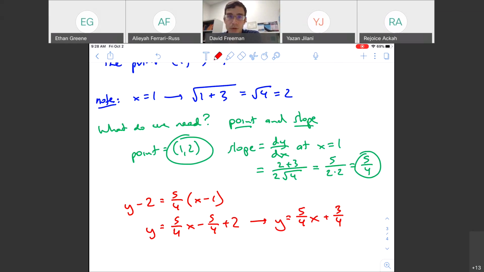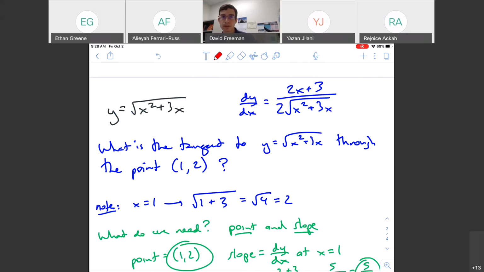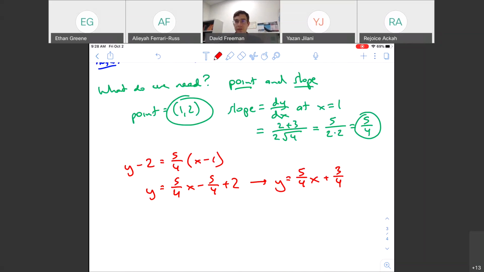Quick question. Sure. Where did the top of the fraction, I think it was 2 plus 3, come from? Yeah, so if I go back up here, I'm plugging into the derivative, dy/dx. I'm plugging in x equals 1. And so I get 2 times 1 plus 3. Okay, thank you. Yeah, sure. Good question. If there's ever a detail that's not coming together, just ask about it.